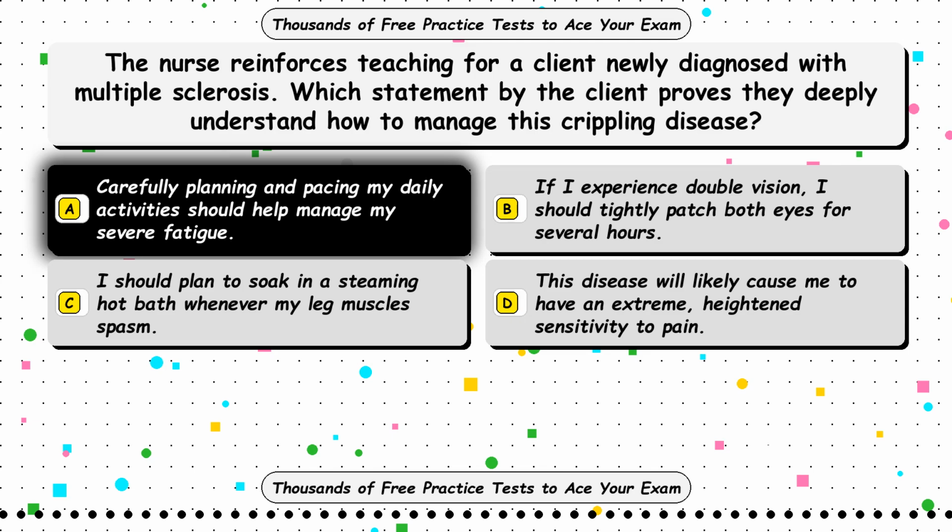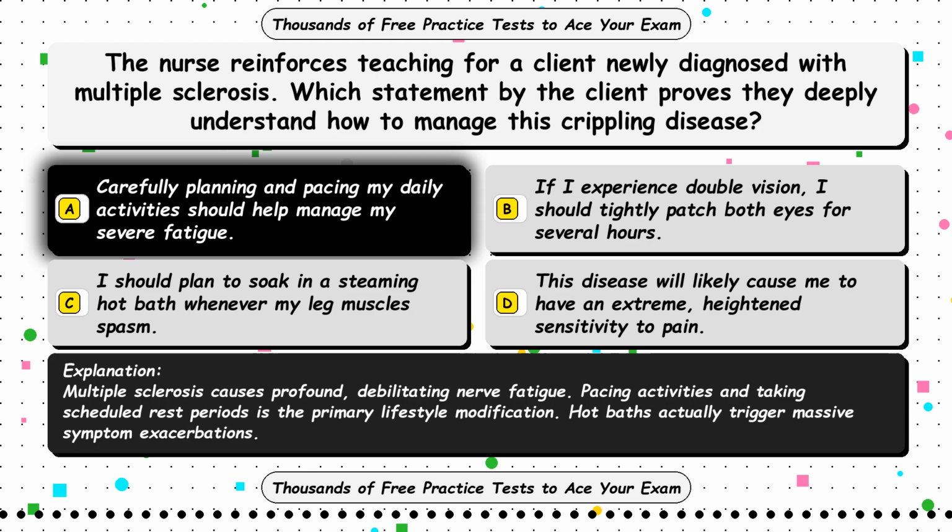The correct answer is option A, carefully planning and pacing my daily activities should help manage my severe fatigue. Multiple sclerosis causes profound, debilitating nerve fatigue. Pacing activities and taking scheduled rest periods is the primary lifestyle modification. Hot baths actually trigger massive symptom exacerbations.